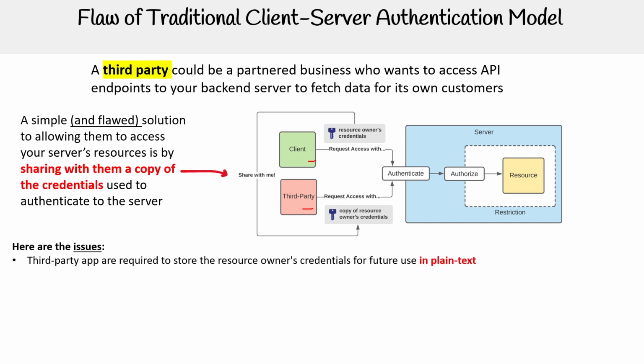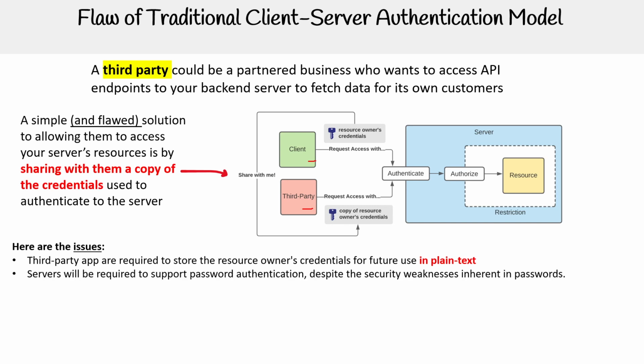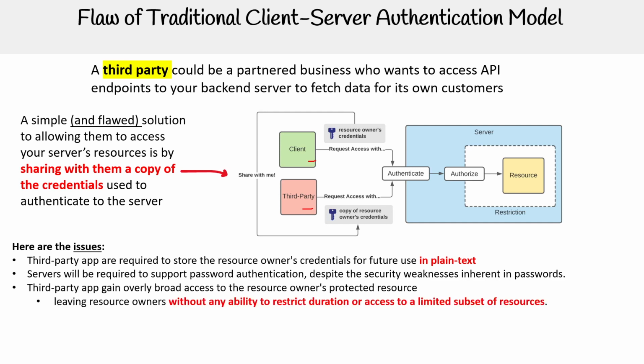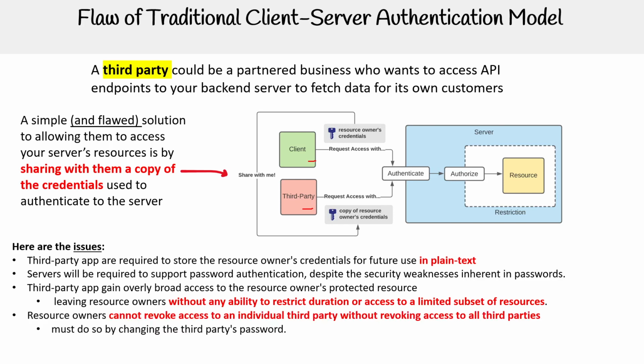The third party apps are required to store the resource owner's credentials for future use in plain text. Servers will be required to support password authentication, despite the security weaknesses inherent in passwords. Third-party apps gain overly broad access to resource owners' protected resources, leaving resource owners without any ability to restrict duration or access to a limited subset of resources. Resource owners cannot revoke access to an individual third party without revoking access to all third parties, and must do so by changing the third party's password.